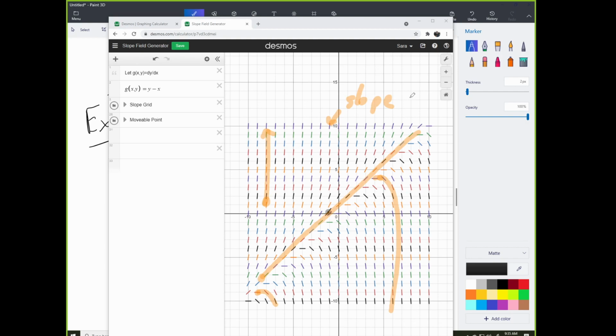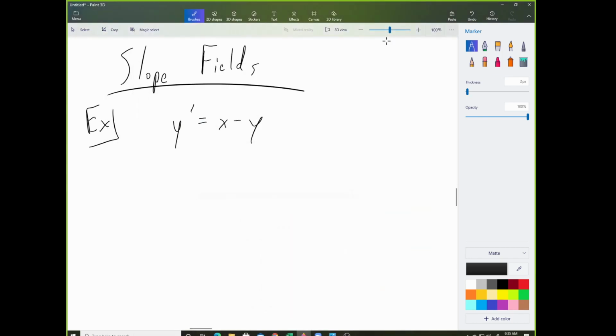It hurts your brain to look at. Well, just wait. This is definitely going to be on the AP test. Slope fields, they're not like the biggest deal, but they 100% will show up.